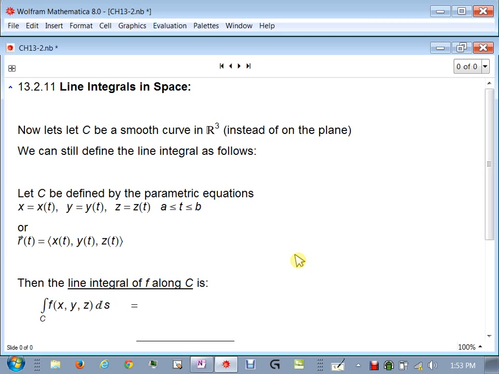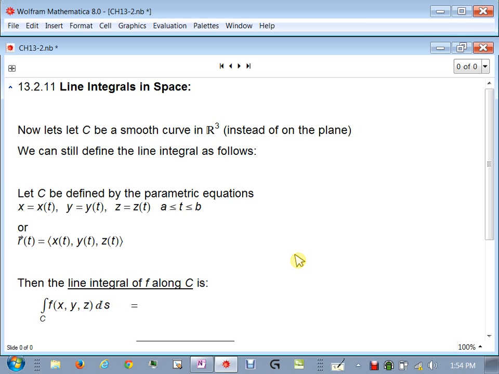So the big difference is that earlier when we had the parametric equations for the curve C, we found the parametric equations for x and y. Since the curve's in 3-space, we'll have 3 parametric equations: x of t, y of t, z of t. We'll still have a restriction on t. And if you remember when we studied space curves, we could look at it as a vector function, where it has 3 components.